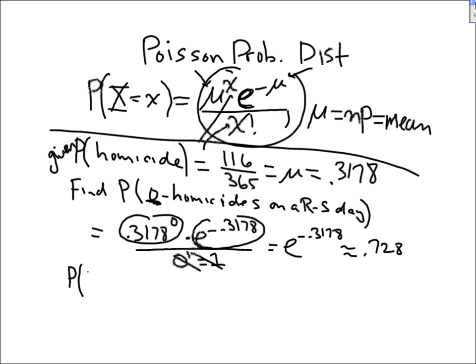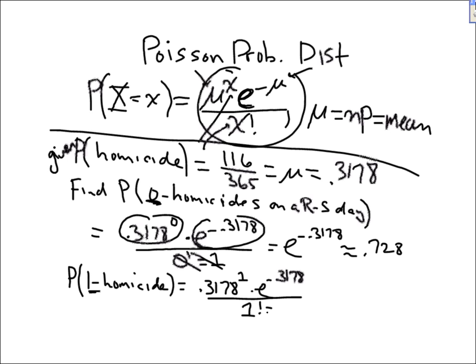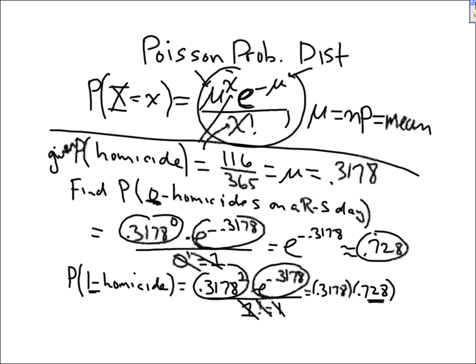If we wanted the probability of one homicide on a randomly selected day, x is 1. So it's mu to the x times e to the negative mu, which is still 0.3178, divided by 1 factorial, which is 1. Don't bother dividing by 1. 0.3178 to the 1 is 0.3178. 0.3178 times this number. You already have that number in your calculator, and it probably has more decimal places than just 3. Take that number in your calculator, multiply it by 0.3178, and that will be a good approximation to the answer. This is what I got when I worked it out.